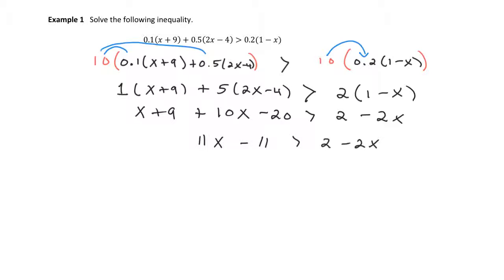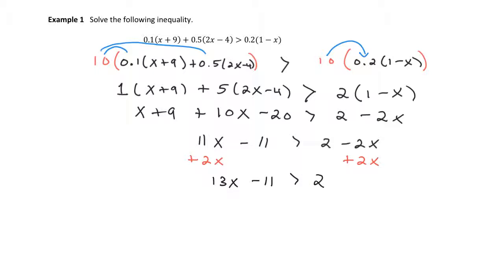Okay, so at this step, you could go in two directions. You could either add this 2x to this side, moving the 11 over here, or vice versa. You could subtract the 2x here, moving the numbers to the left side. If you want to avoid the problem of dividing by a negative, what I would do here is add 2x to both sides of this inequality. When I do that, I get 13x minus 11 is greater than 2.